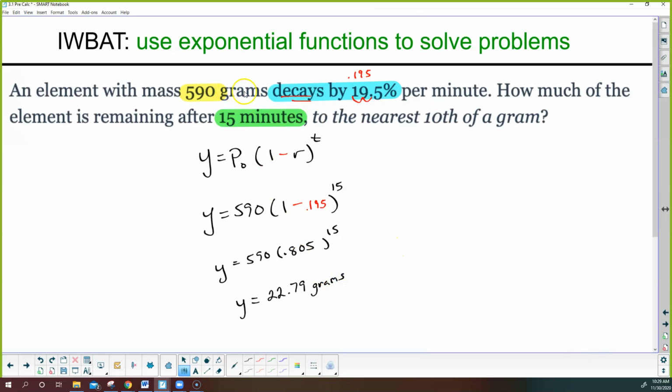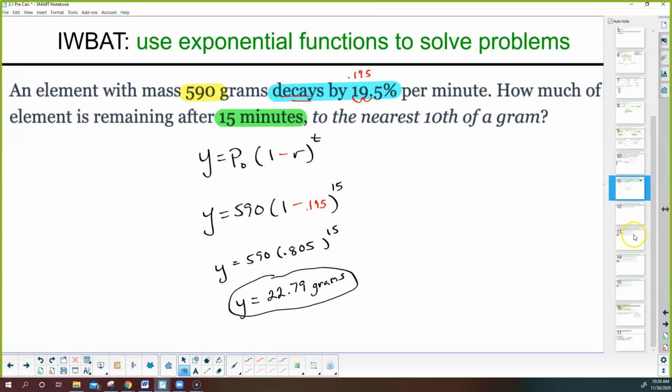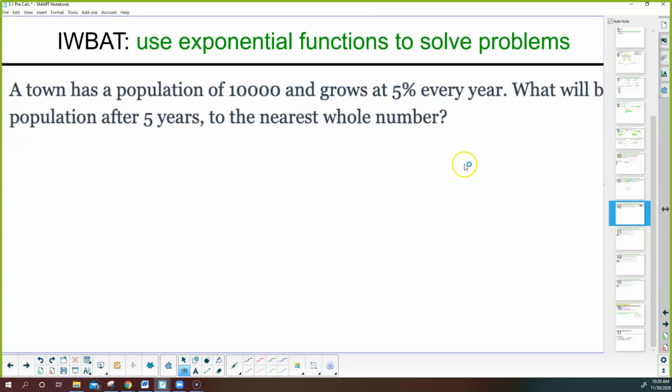Which is grams. Okay. So that's the first part of what you're going to do today. Then we've got a couple other pieces. We're going to skip this one. Population has 1,000, grows to a percent.